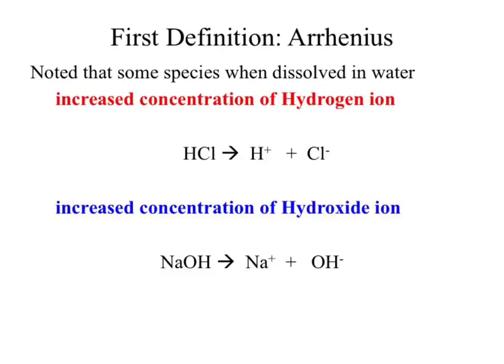So we looked at the first definition of acids and bases. The first one that was developed was by Arrhenius, and it's really just referencing concentrations of hydrogen ions or the concentration of hydroxide ions. So if we have an increase in hydrogen ions, it's known as an acid. And if we have an increase in hydroxide ions, it's known as a base.